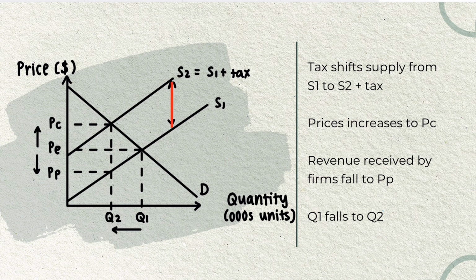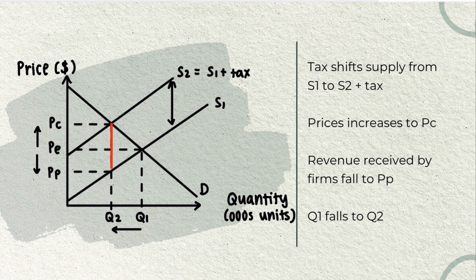Let me show you. Hypothetically, a government decides to add a $5 tax to a good. And this is represented by the distance of this red line from S1 to S2 plus tax. As our new equilibrium is now the intersection between D and S2 plus tax, and remember the distance between S1 and S2 plus tax is the value of the tax, which is $5.